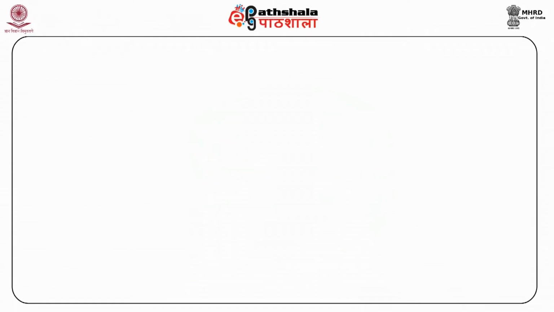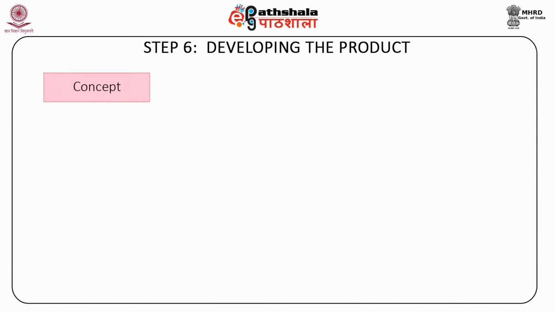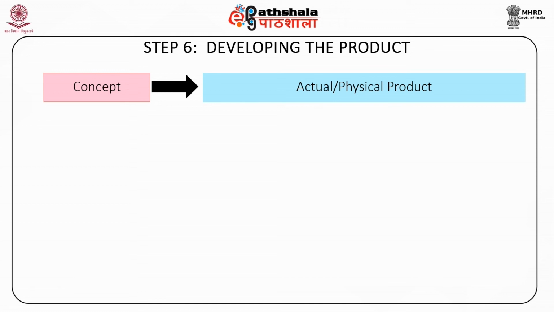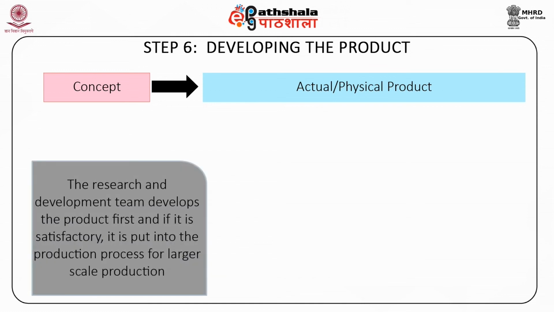The research and development team develops the product first, sees that it is satisfactory, and if it is so, it is taken forward into large scale production. Now that all the preliminary research has been done and the feasibility of the product is established, we move to the most important step, that is, developing the product. At this level, the concept is turned into an actual physical product.